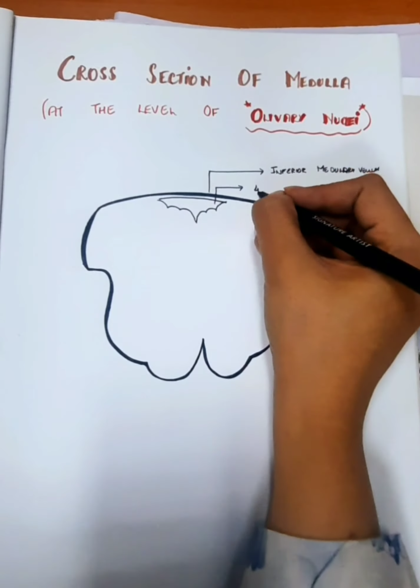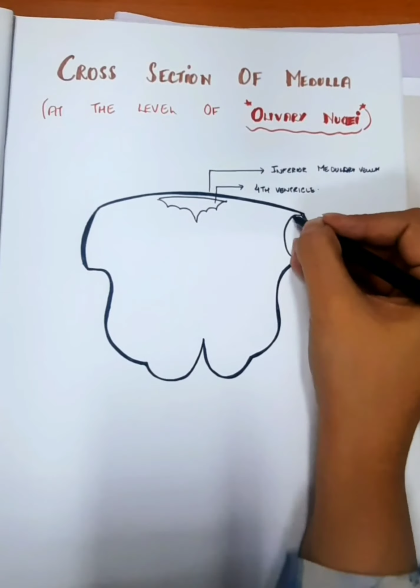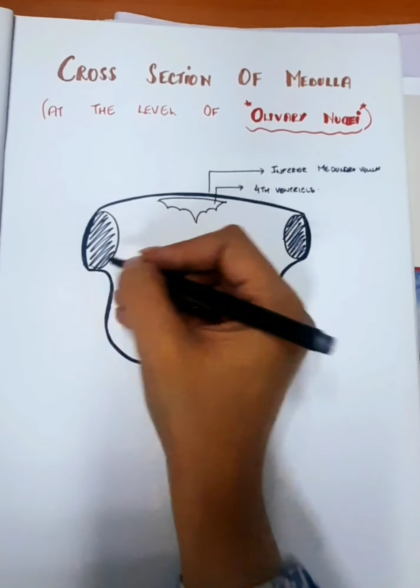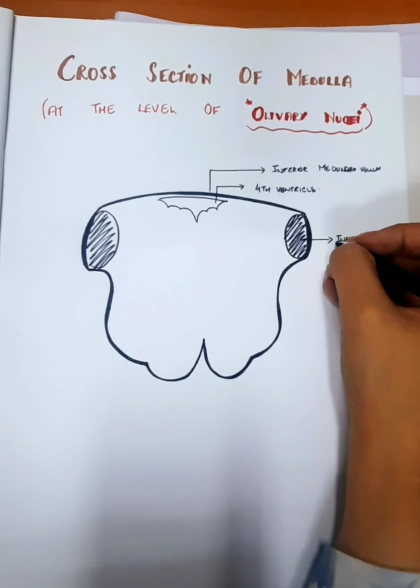The central canal of the medulla continues as the fourth ventricle in the upper part of the medulla. The lateral wall contains the inferior cerebellar peduncle, which connects the medulla with the cerebellum.